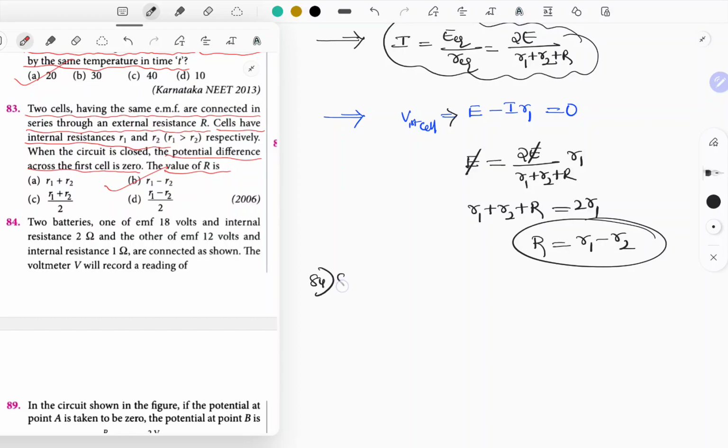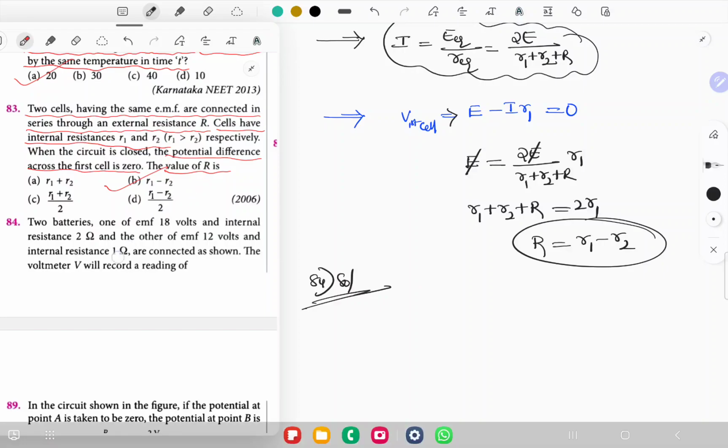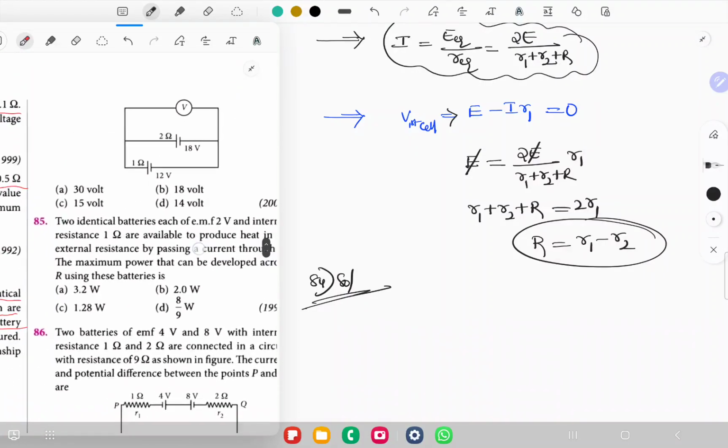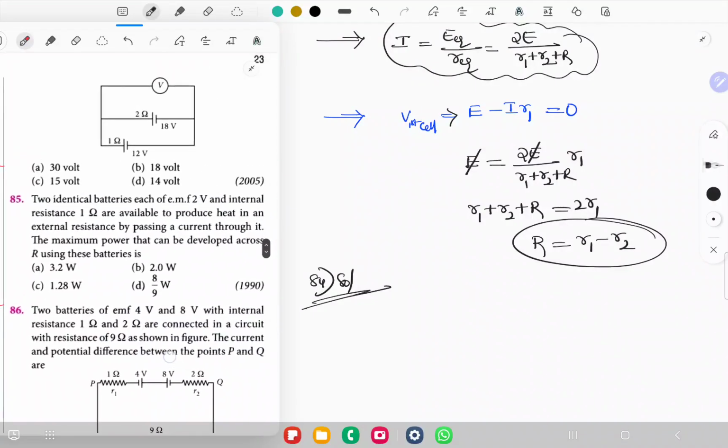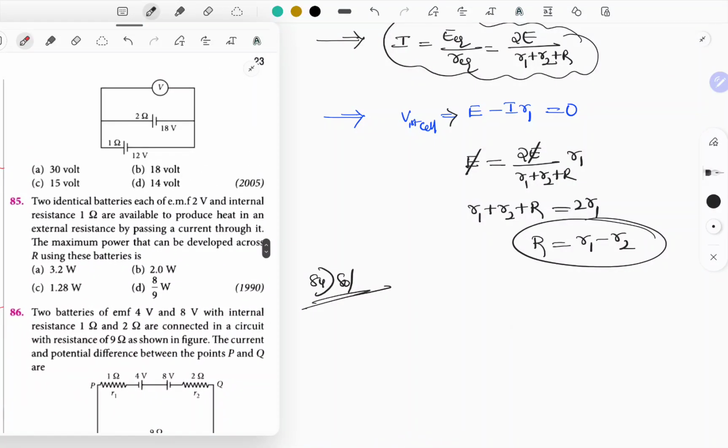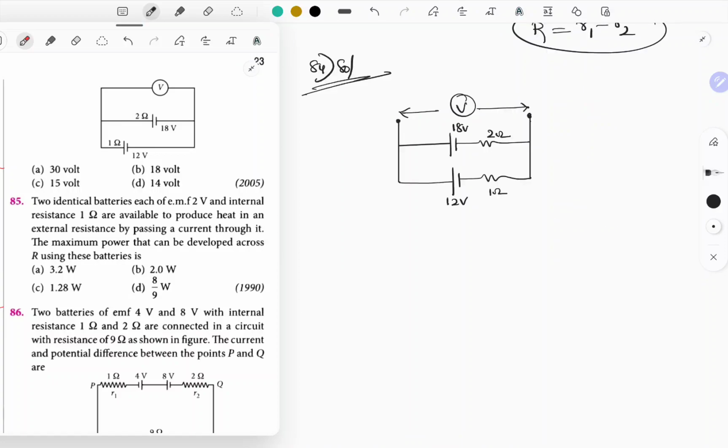Next, question number 84. Two batteries, one of EMF 18 volts and internal resistance 2 ohm, and the other of EMF 12 volts and internal resistance 1 ohm, are connected as shown. The given circuit also. The question they are asking is the voltmeter reading. Let me draw the circuit first. I'll give you two different methods to answer this question.